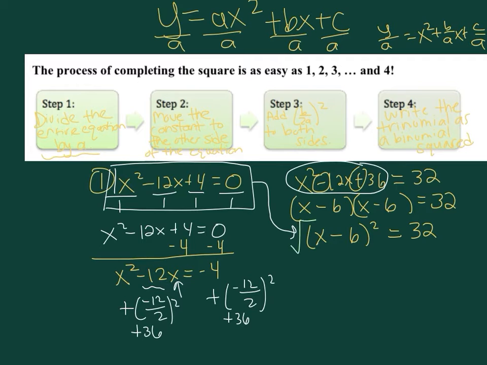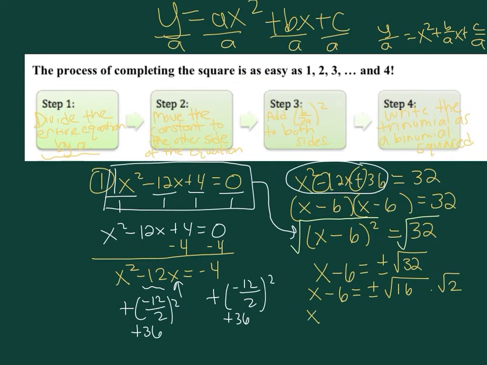And now I can solve with square roots. I can take the square root of both sides, and so I'll have x minus 6 equals plus or minus the square root of 32. But I need to break down that 32 because there's a 16 inside, so I'm going to break it down into square root of 16 times square root of 2. So x minus 6 will equal plus or minus 4 square roots of 2. And then I finish it off by adding 6 to the other side, so x equals 6 plus or minus 4 square roots of 2. So that's a complete example of how to complete the square and then solve via square roots.